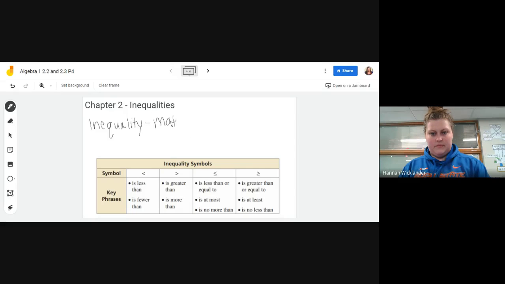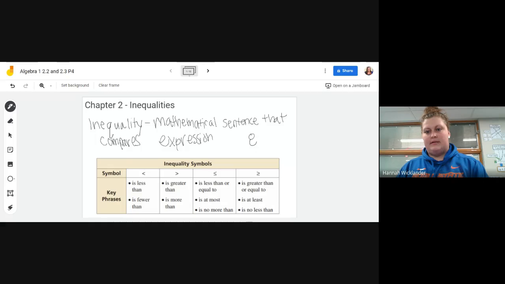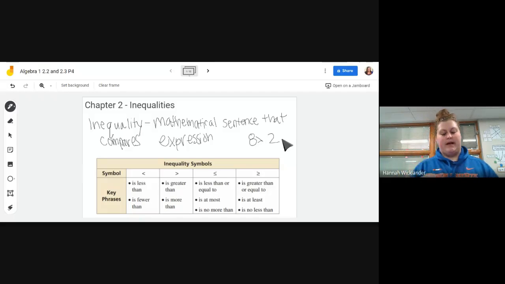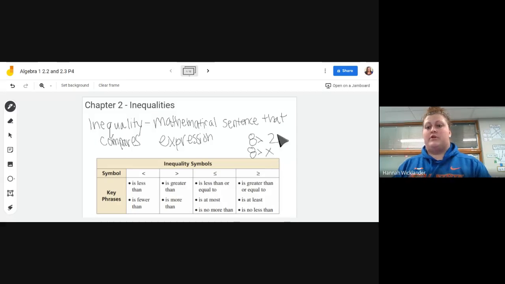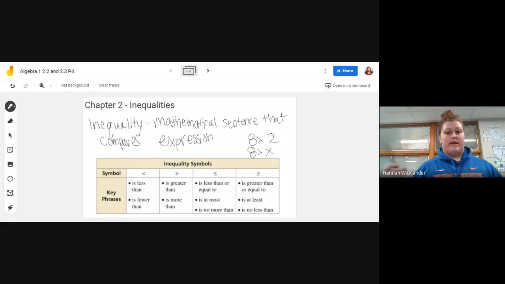There we go. It's a mathematical sentence that compares expressions. So it's comparing two different things. So like 8 is greater than 2. It's comparing those, but with inequalities, we use x. So 8 is greater than x. So we're trying to solve what that symbol could be. What is smaller than 8?